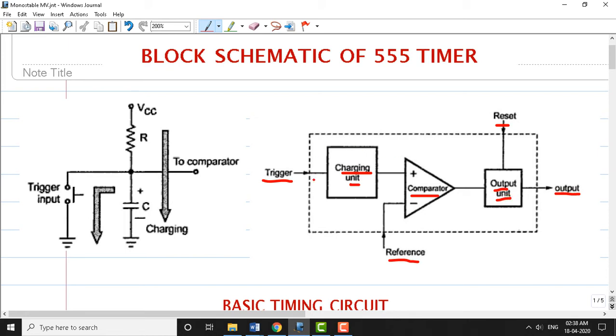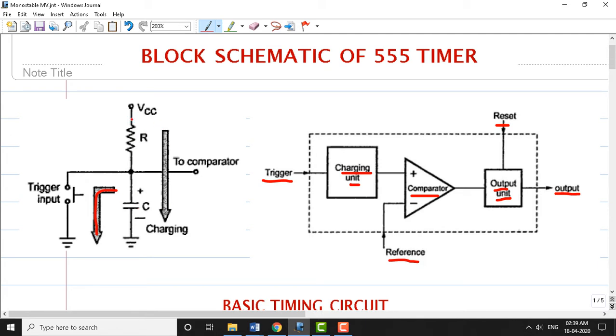So the charging unit shown here is associated with the RC circuit here, and this internal RC circuit has got trigger input here. So the trigger input is activated by pressing the switch here. It's basically a push button switch. Pressing this switch momentarily, the capacitor starts discharging. Once capacitor starts discharging through this path shown here via the switch, the voltage across capacitor becomes 0. So after releasing switch, the capacitor starts charging once again through the resistance R here.